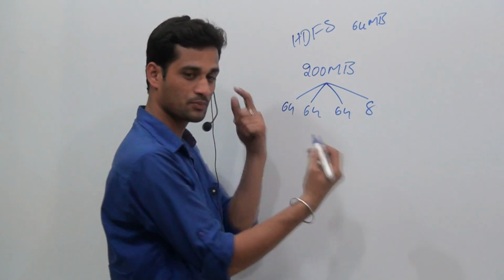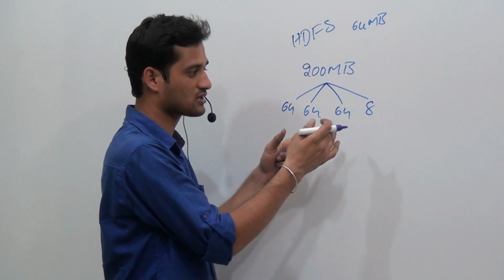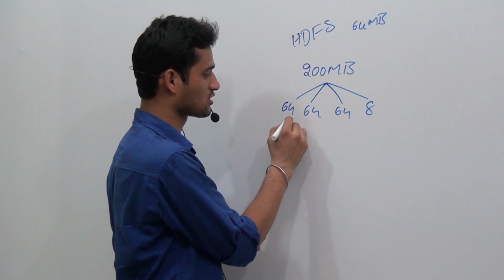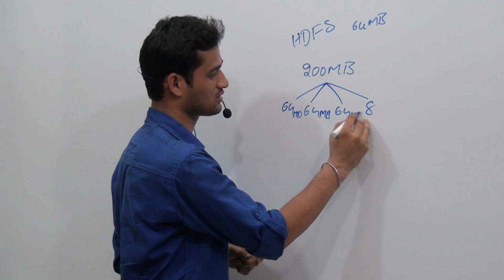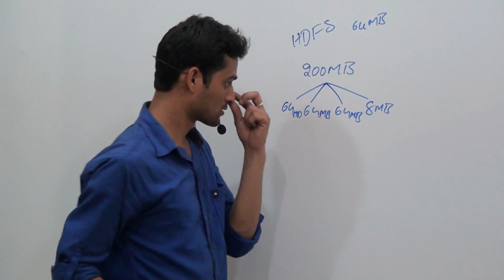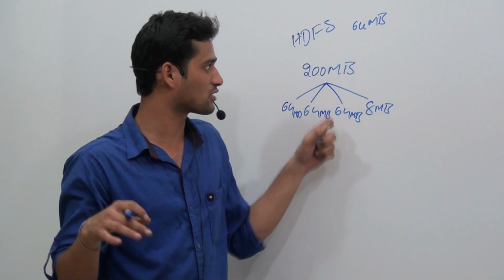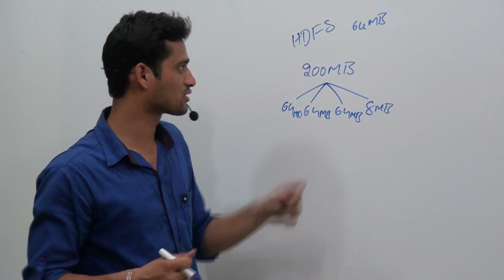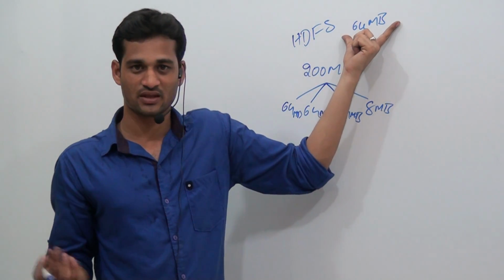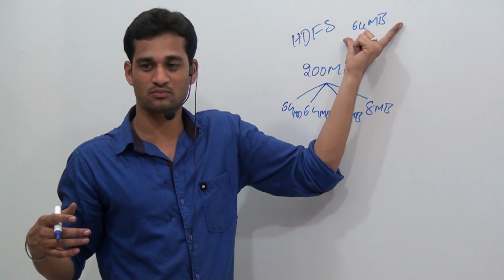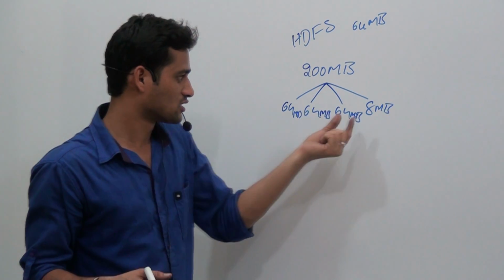So if our input file size is 200 MB, we are going to get 4 input splits: one 64 MB, another 64 MB, this also 64 MB, and this is 8 MB. Each 64 MB block will be stored in exactly a 64 MB block of HDFS. So this is the physical split. The HDFS block size is the physical split, but the input split is the logical split.